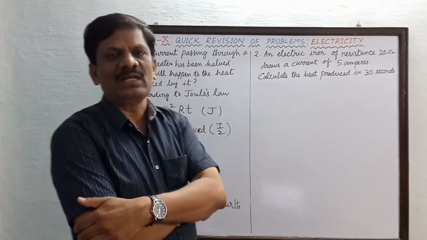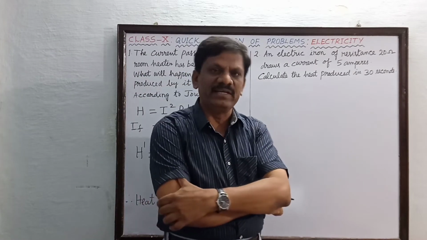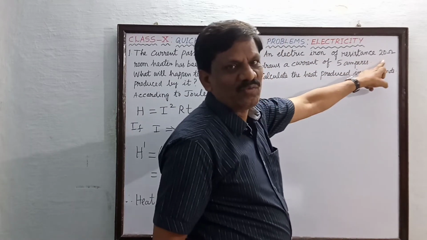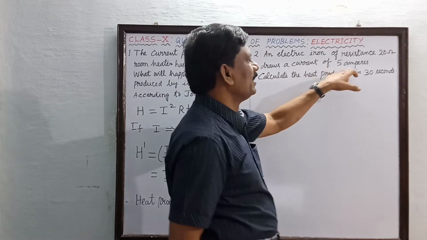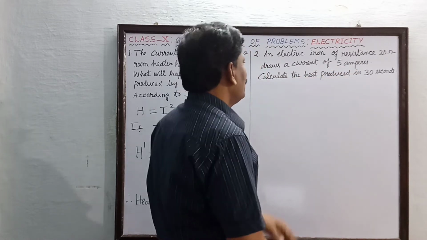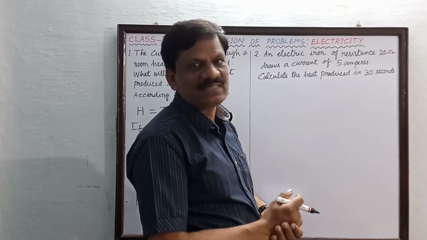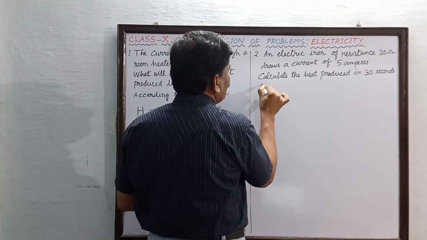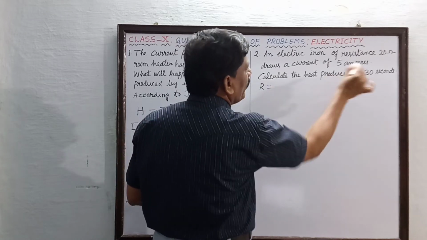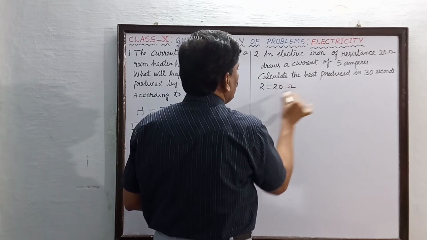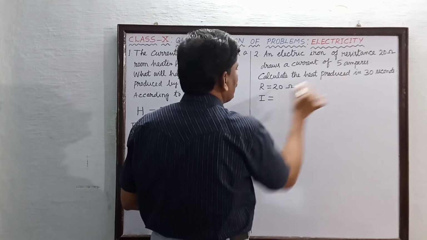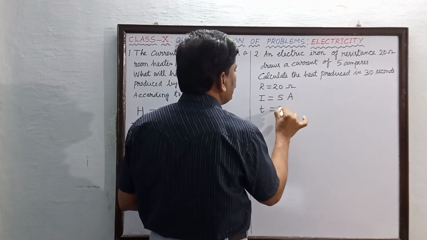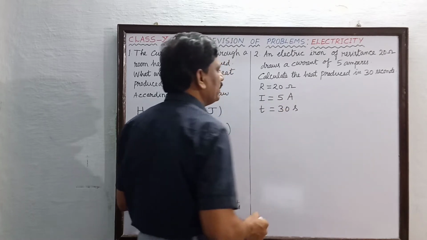Now the second problem also is based on Joule's law of heating only. An electric iron of resistance 20 ohm is given. It draws a current of 5 amperes. So calculate the heat produced in 30 seconds. Direct application of Joule's law. So what are the given quantities? R is equal to 20 ohm, current I is equal to 5 ampere, and time is equal to 30 seconds.